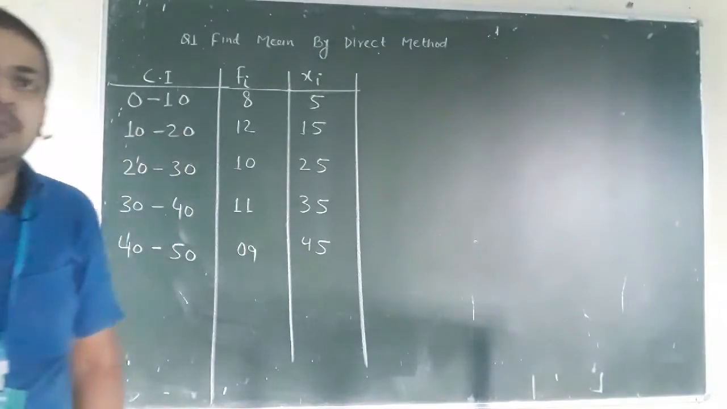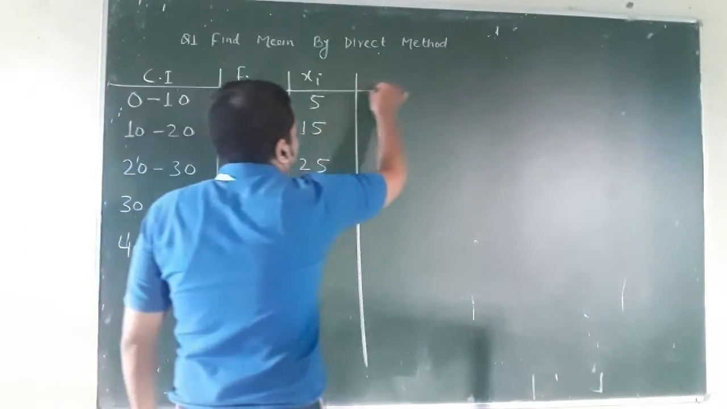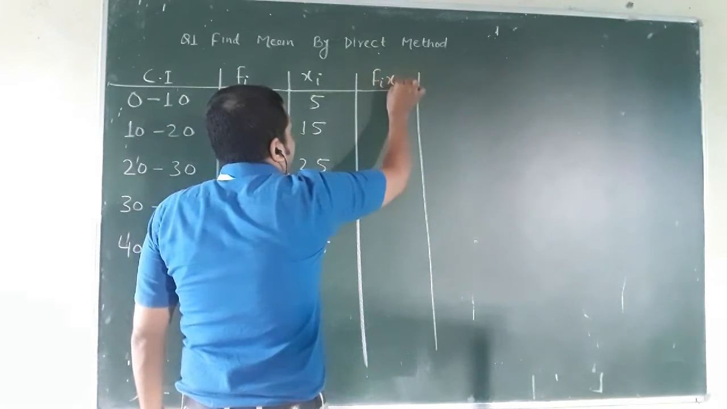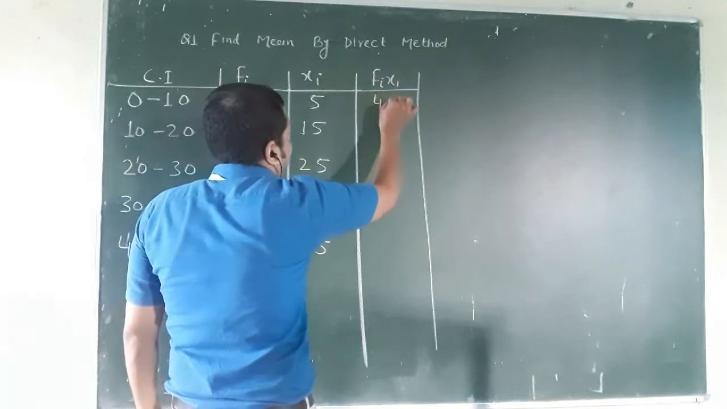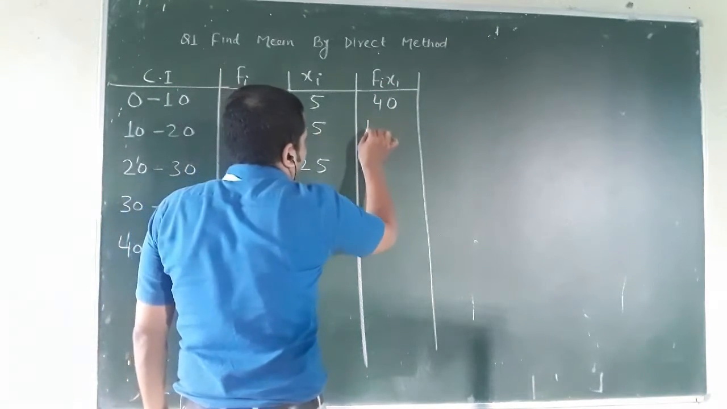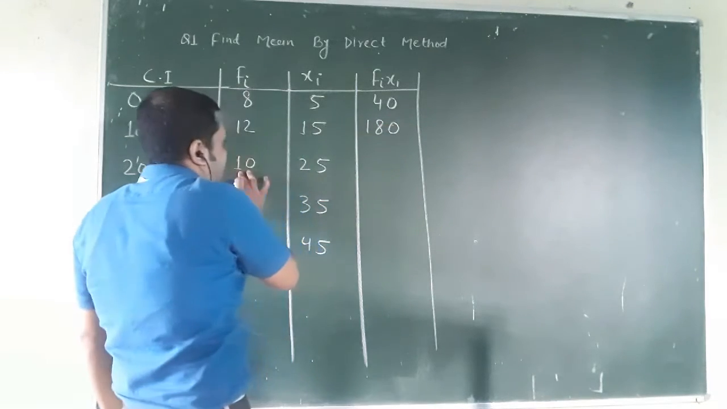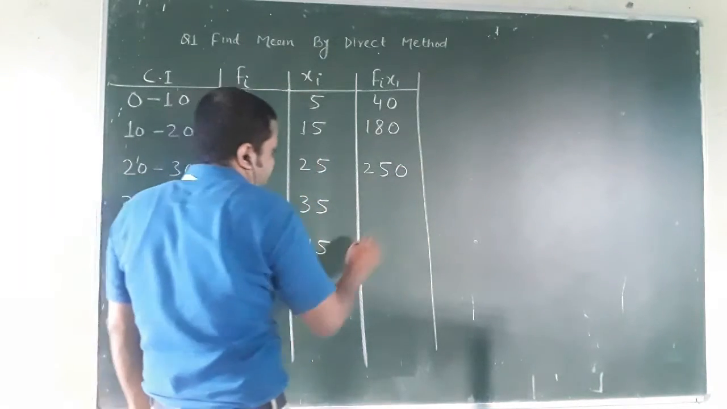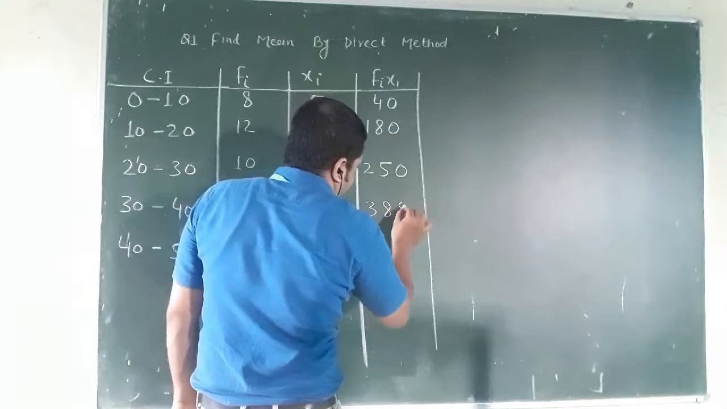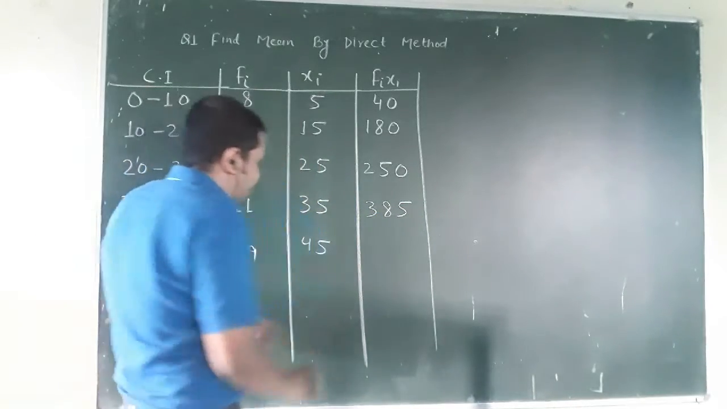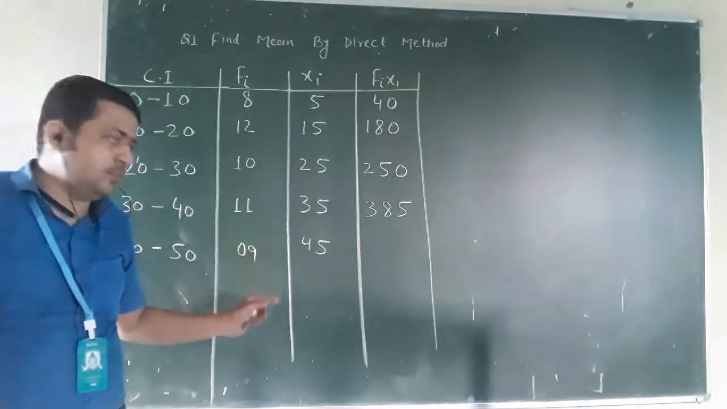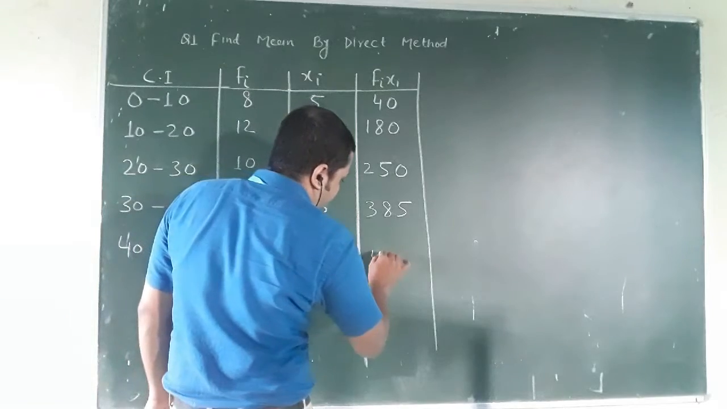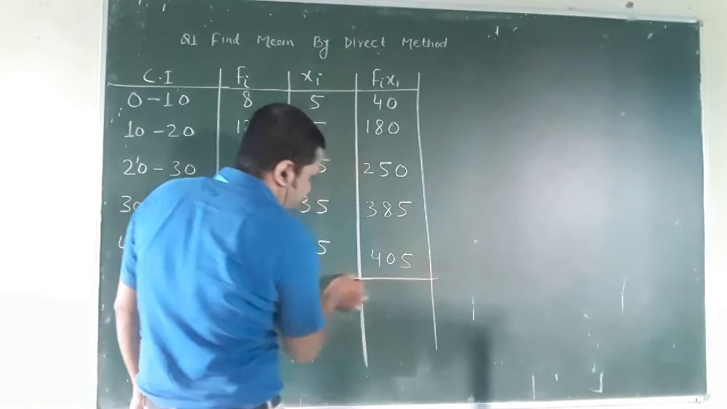Now for the direct method we have to multiply fi and xi. So it will be fi into xi. 8 fives are 40, 12 into 15 is 180, 25 into 10 is 250, 35 into 11 is 385. Now 45 into 9: 45 tens are 450, and 450 minus 45 will be 405. So this is the multiplication.